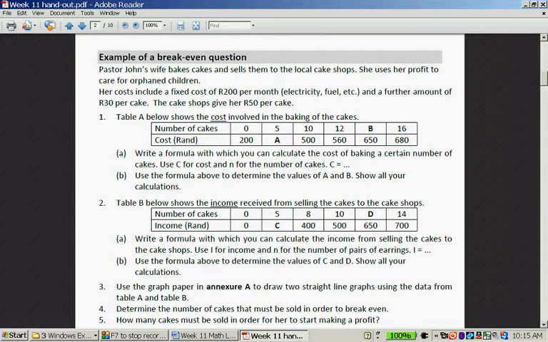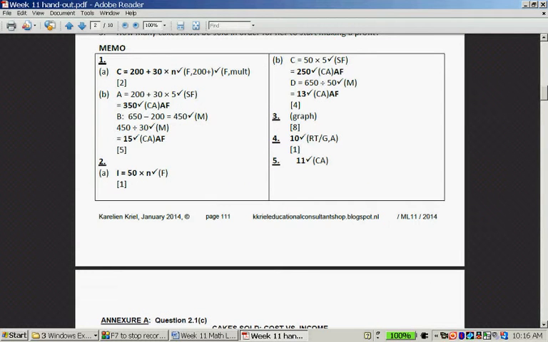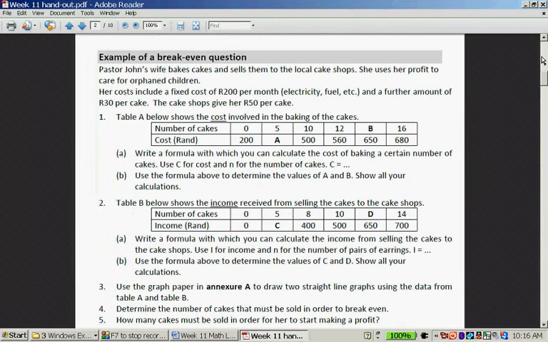Write a formula showing how much income she gets for the number of cakes she sells. The handout says the number of pairs of earrings, but that's not right, it should be the number of cakes. So it is I is equal to 50 times N. I'll correct this and then it will be correct in your handout.